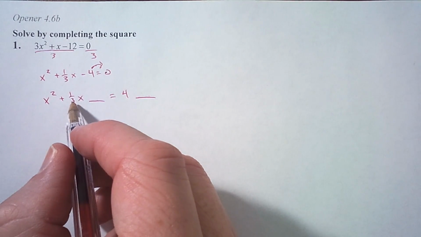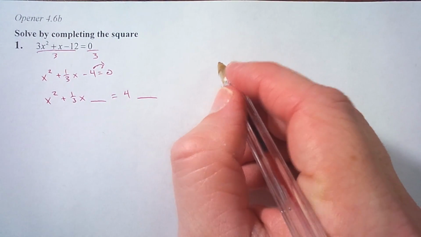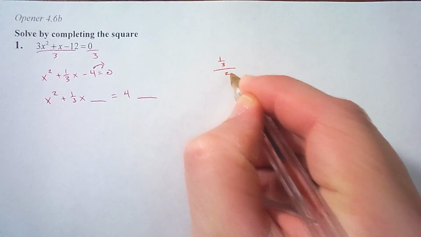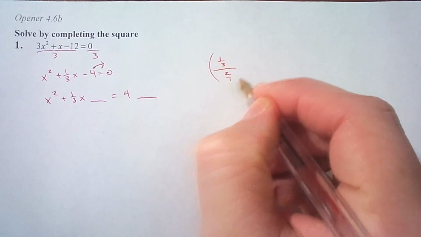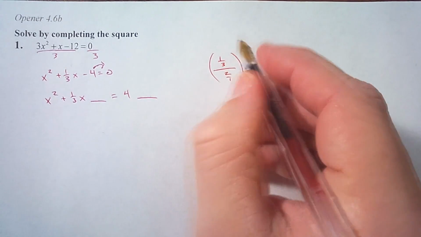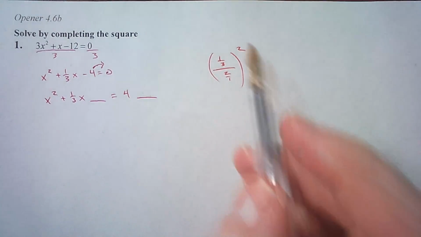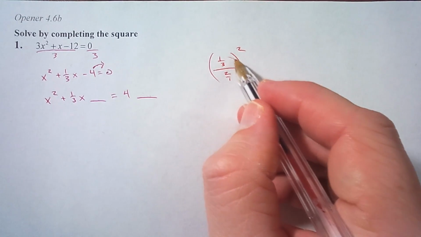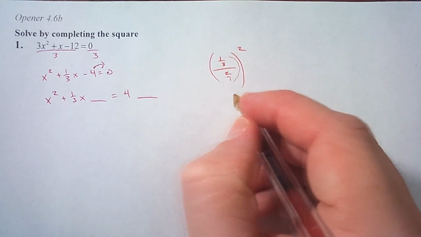Okay, now to find that new c, I do half of b, so it's 1/3 divided by 2, and I'll make that 2 over 1. So that will get me half of b, and I square it. So half of b squared. Okay, so our outer loop gives us a numerator. 1 times 1 is 1.